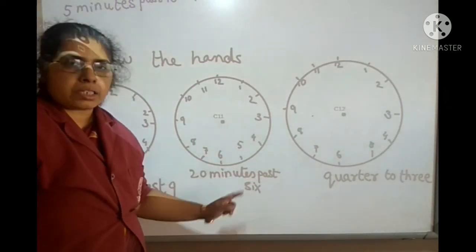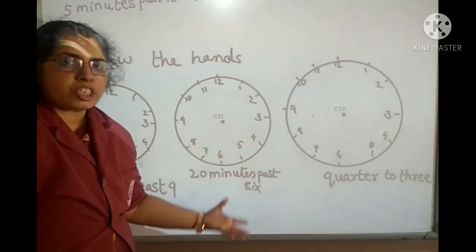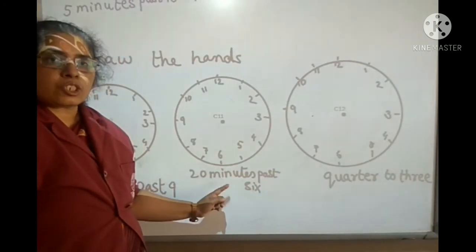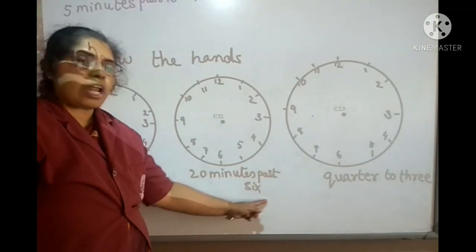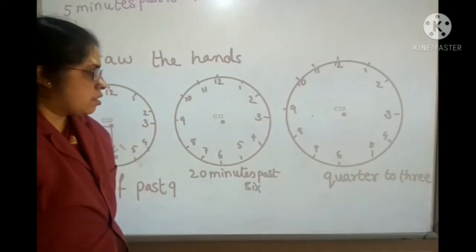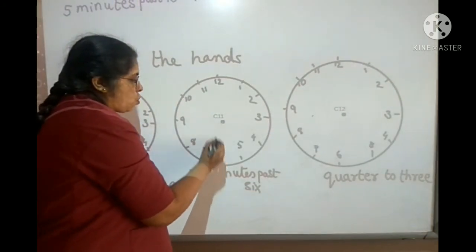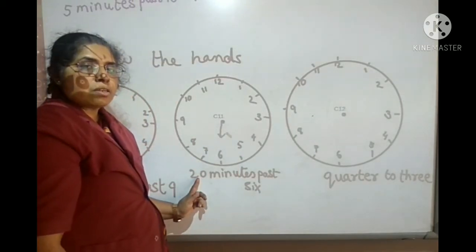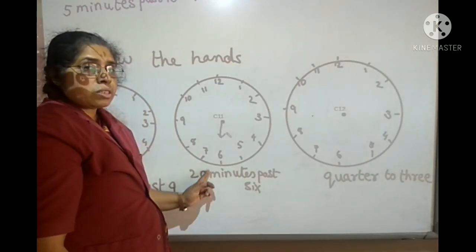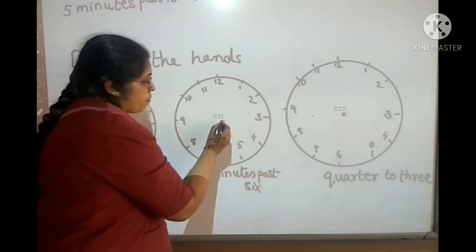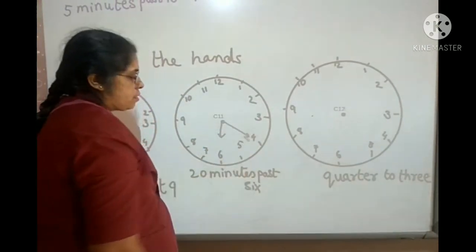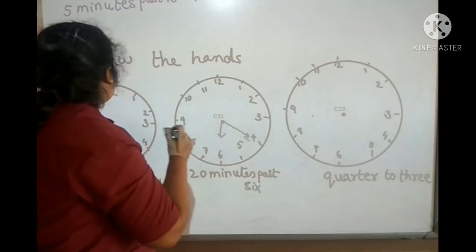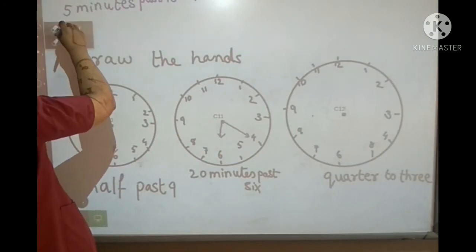20 minutes past 6. 20 minutes, where does it come? 4. And past 6. 6 is what? The small hand should be shown on the 6. This is your 6, and you have to show the small hand here. And 20 minutes, where does 20 come? 4 5s are 20, like this. The small hand should be between 6 and 7, and the long hand should be on 4.